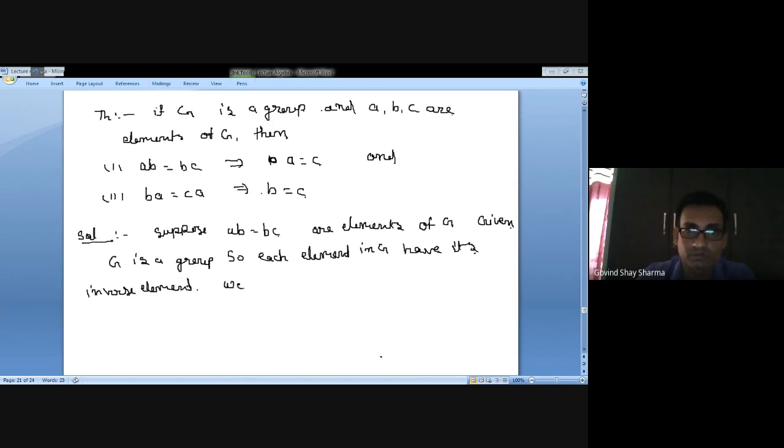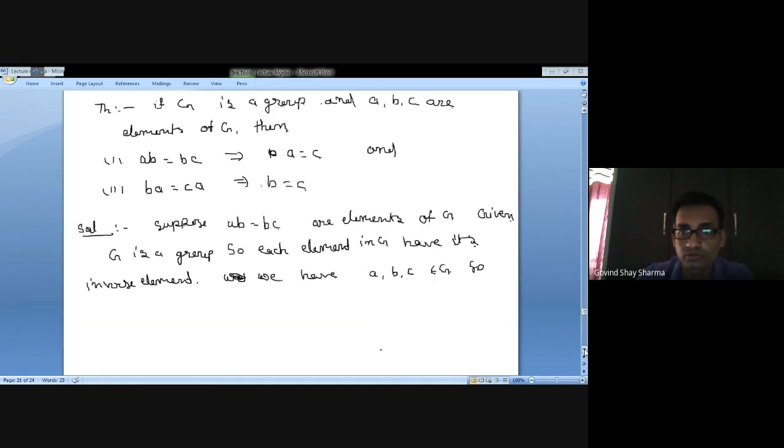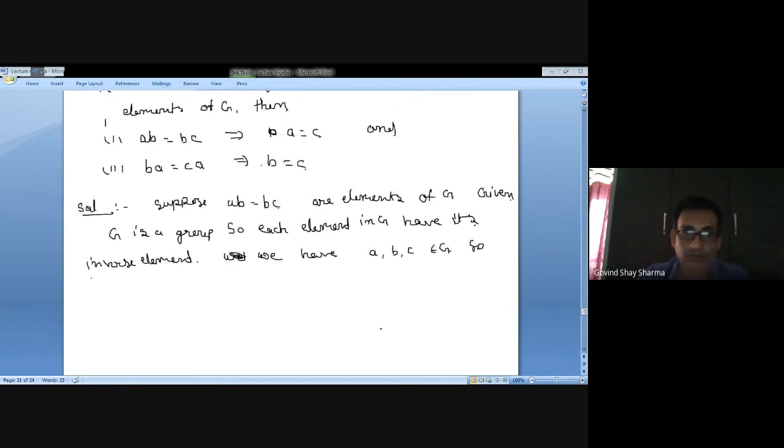We have A, B, C belong to G. So their inverse elements, the inverses, are also existing.